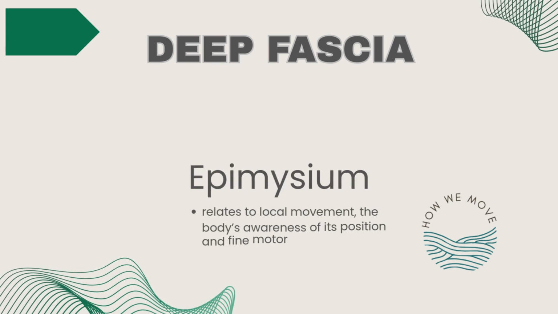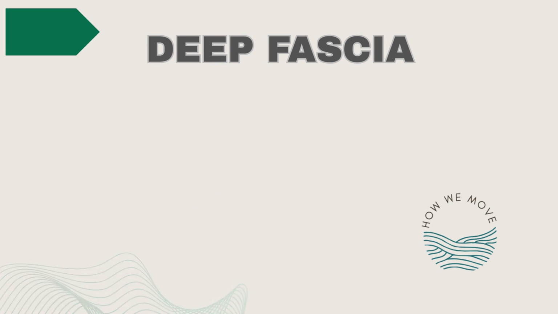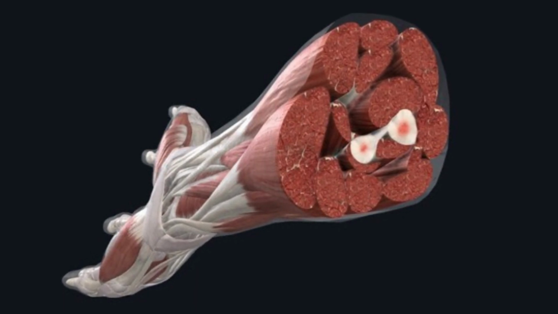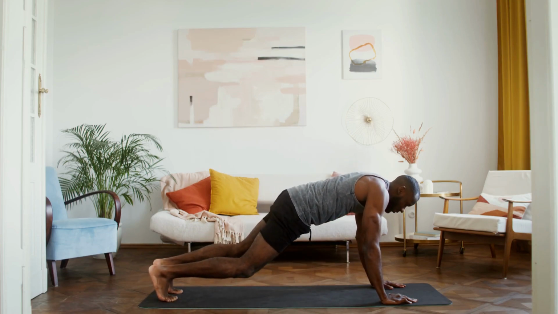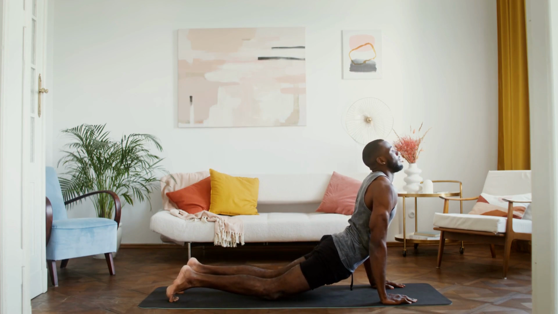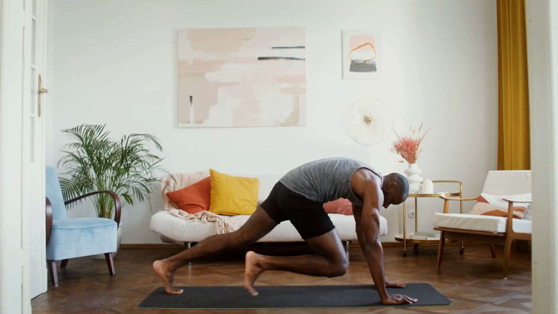The next layer of deep fascia is the epimysial layer. It adheres directly to muscle fibers and encases individual muscles. This plays a role in local force transmission and the body's awareness of its position, called proprioception. This layer is where fascial restrictions can reduce flexibility or affect local movement patterns.